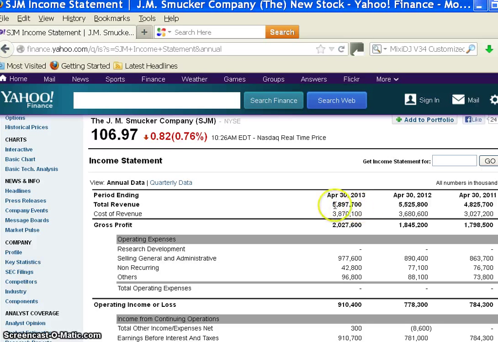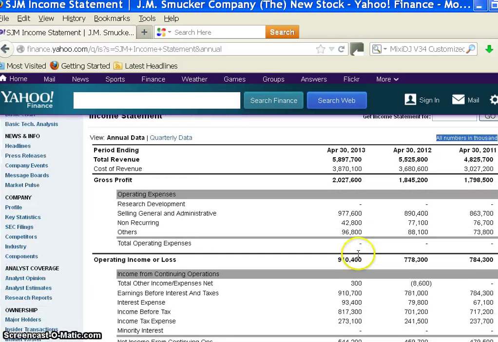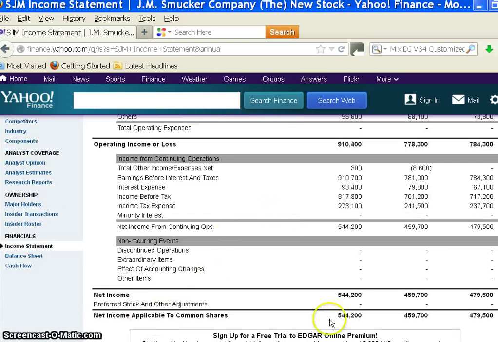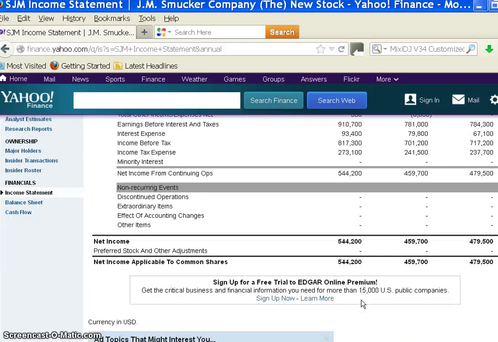Total revenue was $5.8977 billion. And you'll say, well, that looks like million. Well, if you look up here, all numbers are in thousands. So actually you would need to add 3 additional zeros to this number to get the accurate complete number. So Smucker had $5.8977 billion in revenue, and then when we take out all of their expenses and costs, we get net income of $544 million for the last fiscal year.